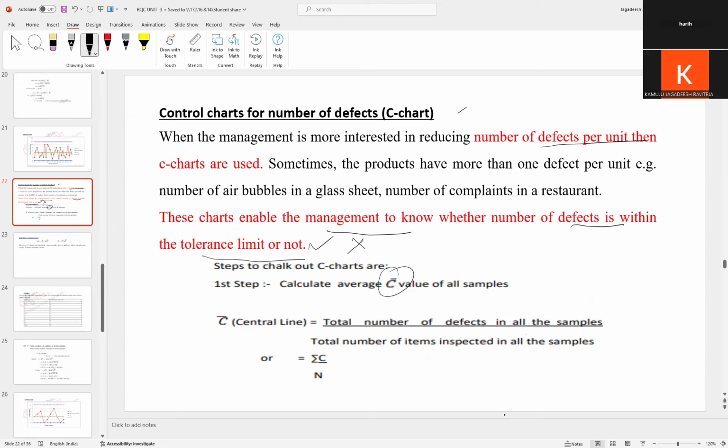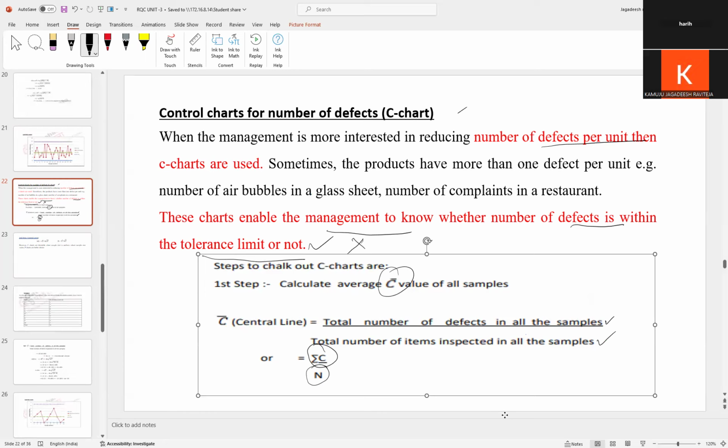So the first one is C bar. C bar is given by the total number of defects in all samples divided by the total number of items inspected. Therefore the total number of defects is given by sigma C, and the total number of items inspected is N. Suppose we take 100 samples, then capital N will be 100. Sigma C means the addition of all the 100 samples, 1, 2, 3, 4, and so on up to 100. So that is sigma C. Okay. Please take down the formula for the center line.